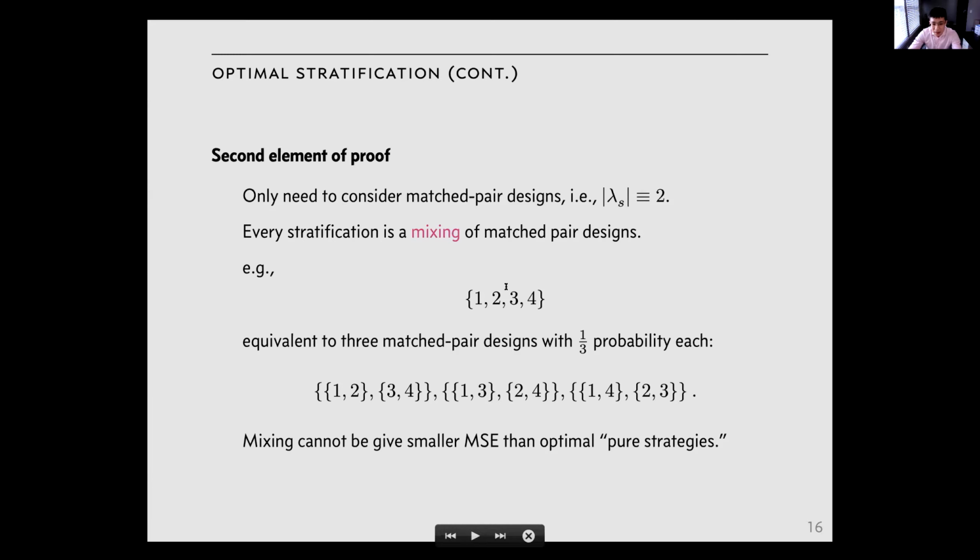If you think about it, mixing cannot be better than the optimal pure strategy. And by pure strategy here, I mean a match pair design. So you don't need to search over all kinds of mixing or stratifications. You only need to focus on match pair designs.